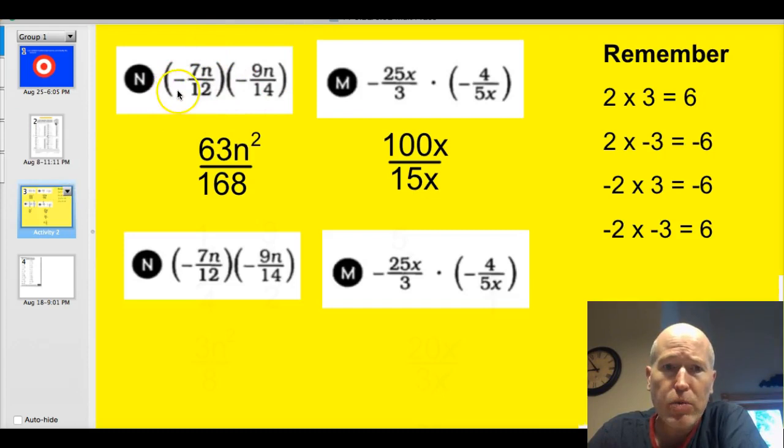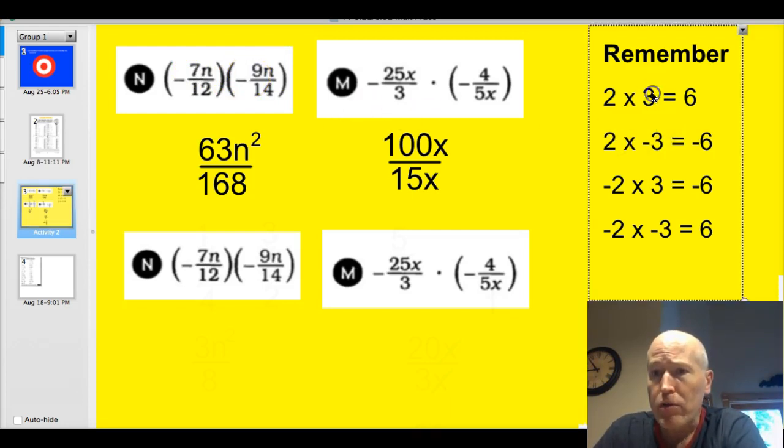All right, let's take a look at this one here. The first problem, we have a negative 7n over 12 times a negative 9n over 14. Now, before you freak out, if these were fractions and I took away the n's, you just multiply, correct? That's right. Remember, over here, I've thrown some things. A positive times a positive is a positive, obviously. Anytime you have one negative symbol, or an odd number of negative symbols, like a positive times one negative, that's going to be a negative.